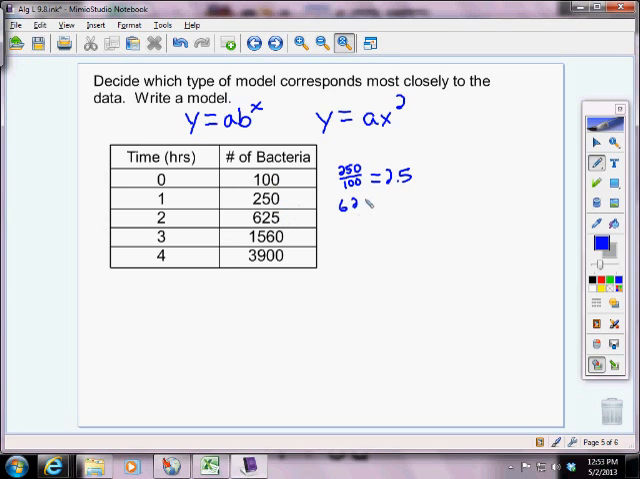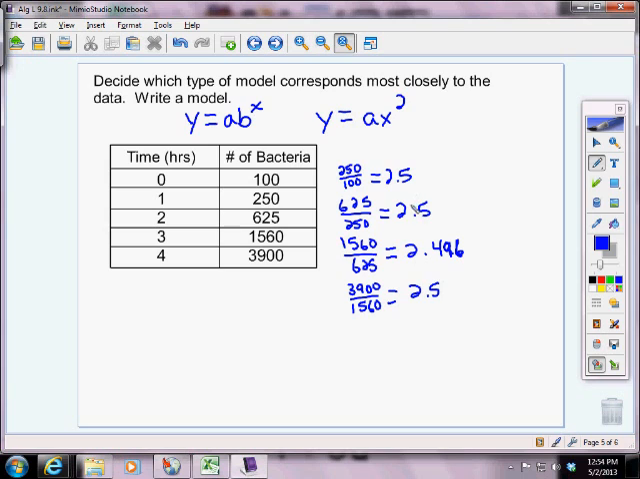Take 625 and divide it by 250. If you divide that in your calculator, you get 2.5. Take 1,560 and divide it by 625. In this case, we get 2.496. And then we can take 3,900 and divide it by 1,560, and we get 2.5. So notice this one right here is not exactly 2.5, but it's really close.